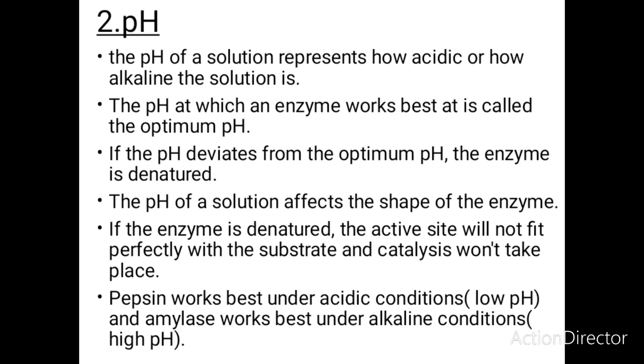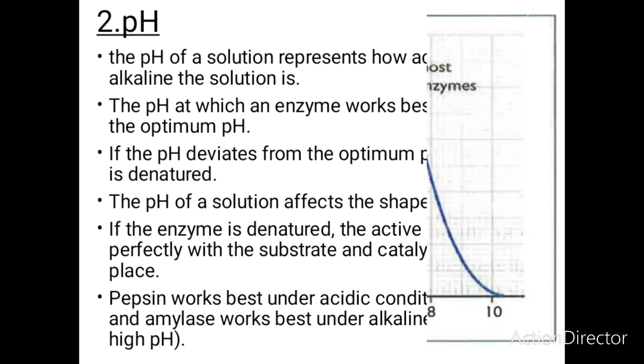So the pH of a solution affects the shape of the enzyme. So pepsin works best under acidic conditions or at low pH levels, and amylase works best under alkaline conditions or at high pH levels. So basically, the pH at which an enzyme works best is called the optimum pH.